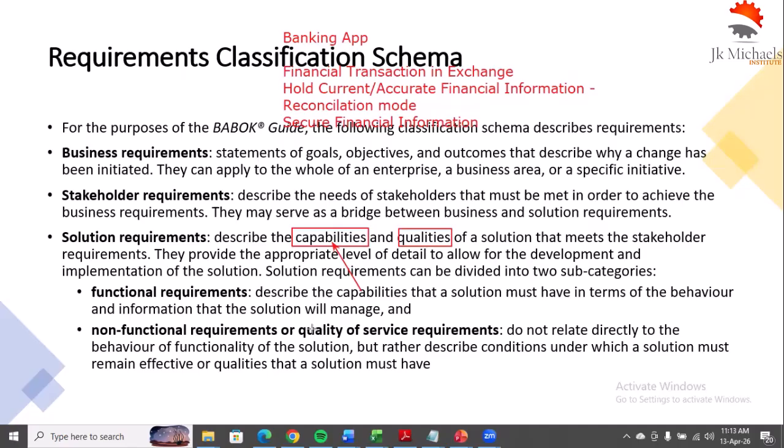When we look at the word quality, non-functional requirements, quality of service requirements, they describe conditions under which the solution will remain effective, or qualities, that's the word again, that the solution will have or must have. Very important to think about this as what? Quality of service requirements. Now, this banking app should be able to perform transfers, hold financial information, and to an extent be secure, be able to reconcile these financial data.